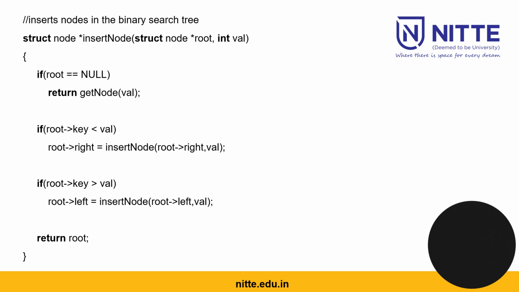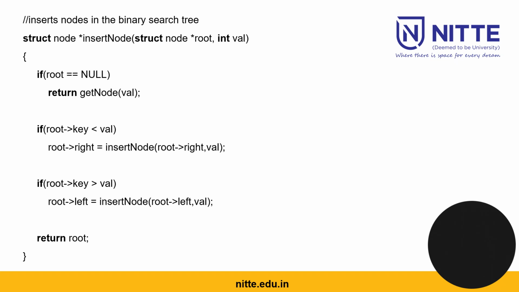Otherwise, if root implies key is less than value, that means if the root key is less than the value, then it will insert the node at the root's right side. So that is why insert node root implies right and that value. The value will be inserted at the right side. So that will be assigned to root implies right.